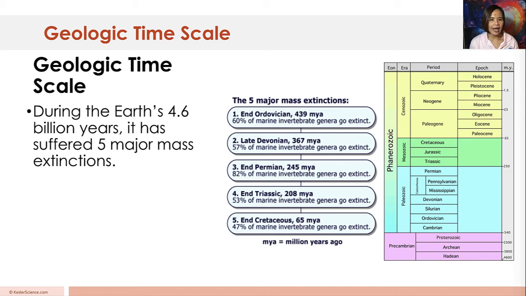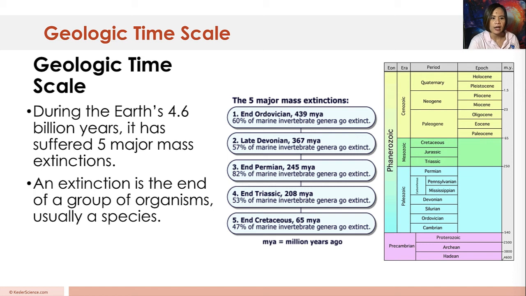And then at the end of the Permian period, which is 245 million years ago, 53% of marine invertebrates went extinct as well. And the fifth major mass extinction happened at the end of the Cretaceous. So the Cretaceous period is already in the Mesozoic era. That is the time when dinosaurs lived, and 47% of marine invertebrate genera went extinct, including some of your known dinosaurs. Now, an extinction is usually the end of a group of organisms, usually a species. And then they're gone.